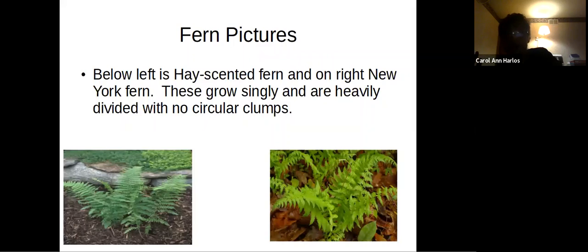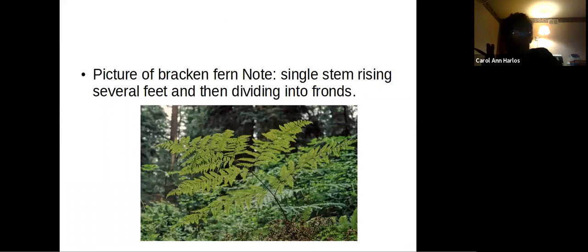And here's pictures of the ferns, just to show you, hay-scented on the left, New York fern on the right. Notice the way they grow. I took the picture on the right, and the one on the left I downloaded. And you'll notice they grow singly and they're heavily divided. You don't find these clumps. And here's a picture of bracken fern, which I'm sure most of you know. It's really a single stem, and it goes up a couple feet and then it subdivides into fronds.